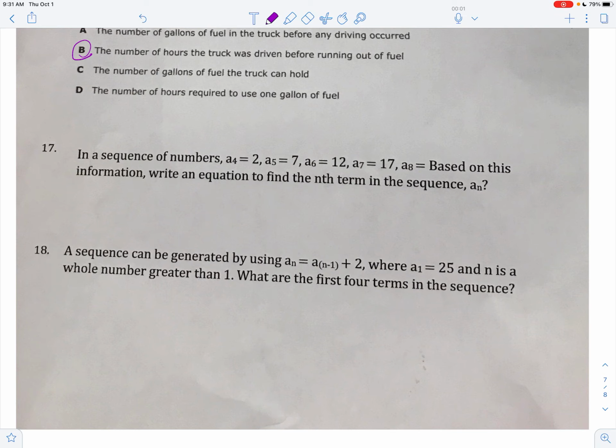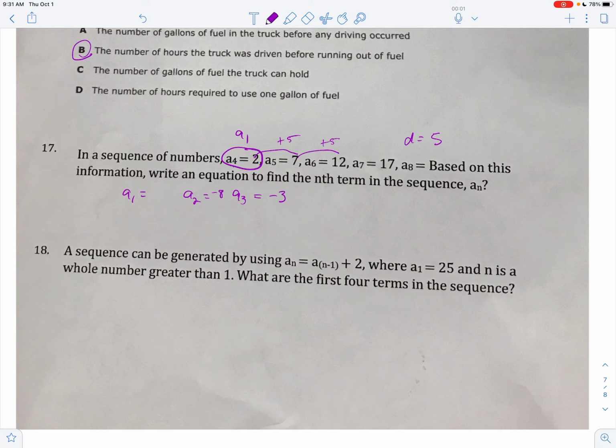It could be real tempting to say that this is A1, but it's not, it's A4. So we actually have to do a little bit of thinking to determine what was A3, A2, and A1. Well, first note that to go from A4 to A5, we add 5. From A5 to A6, we add 5. So we have a D, meaning common difference of 5. So what does that mean? To determine A3, we need to subtract 5 from 2. That gives us negative 3. Subtract 5 from negative 3, that gives us negative 8.